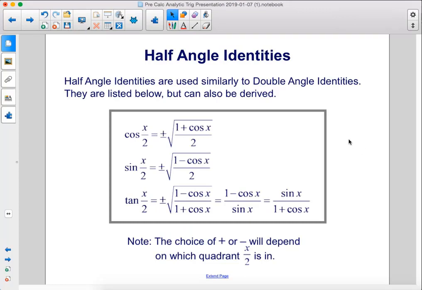Half-angle identities are used similarly to double-angle identities. They are listed below, but can also be derived. Note, the choice of positive or negative will depend on which quadrant x over 2 is in.